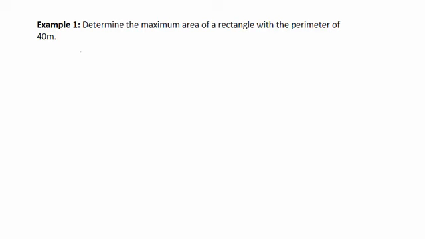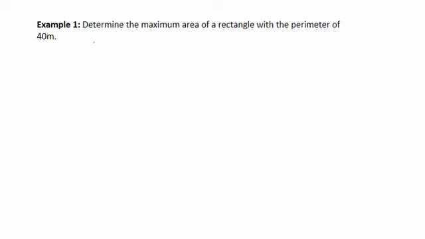So example 1, determine the maximum area of a rectangle with the perimeter of 40 meters. So we're going to use the formulas from above, as they again are the formulas for optimal rectangles. So first, since we're given the value of the perimeter, let's start by using the perimeter formula to find our side length, and then use that side length to find the area.